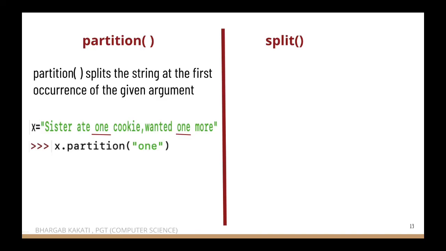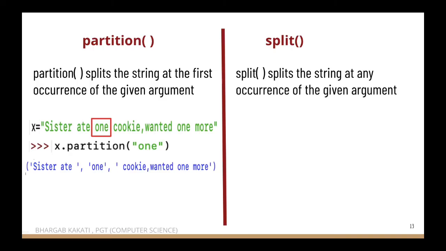We have 2 occurrences of 1, but it will partition at the first occurrence of 1 only. This is the first occurrence of 1. So before that we have "sister ate". What is the separator? It is 1, so 1 will be the second element, and after that we have "cookie, wanted 1 more". So that will be the third element of this particular function. Alright. On the other hand, if I talk about split, it splits the string at any occurrence of the given argument.